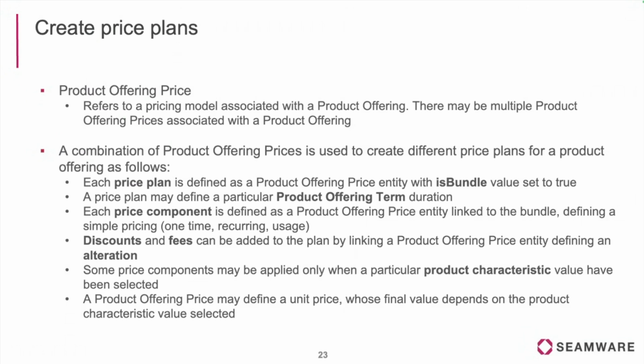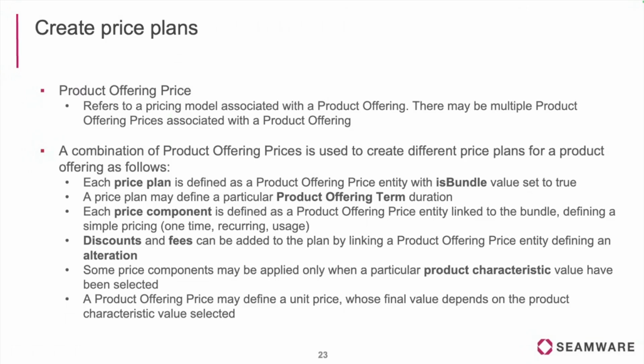So each price component is defining a simple pricing. It's defining, for example, a one-time payment, a recurring fee that could be paid, I don't know, monthly, per year, per quarter, or whatever. And it's also maybe defining a pay-per-use pricing. For example, the price per hour of RAM or the price per hour of CPU or this kind of things. These small prices. Then it is also possible to add discounts and fees also by creating extra product offering prices.